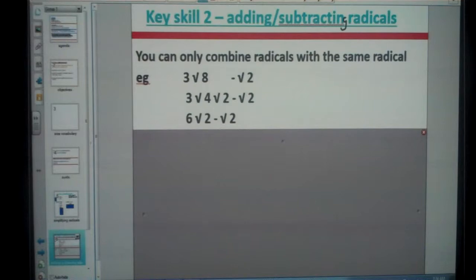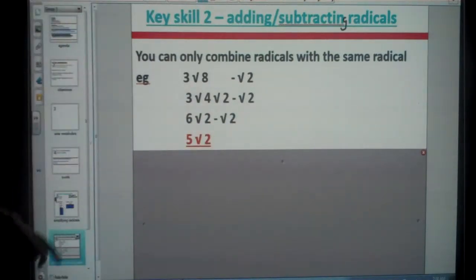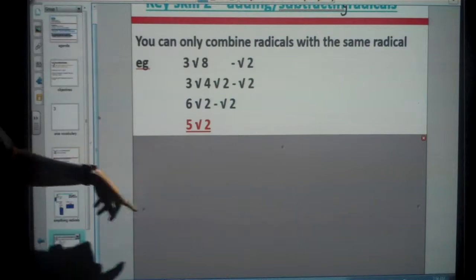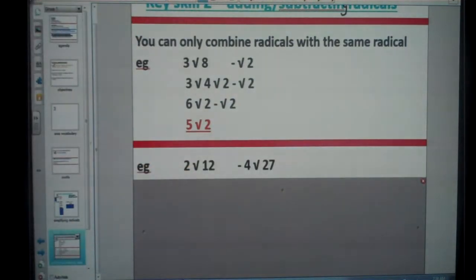Remember, if there's no number in front of the radical, that means we've got one of them. So just like x is 1x, same idea with this. So 6 radical 2, take away 1 radical 2, would give me 5 radical 2. This is one of the reasons why we're going to be using simplifying radicals, so we can simplify more complicated expressions later.